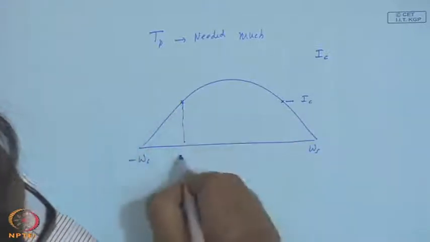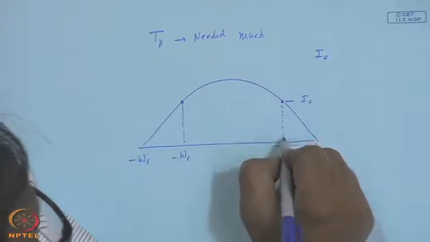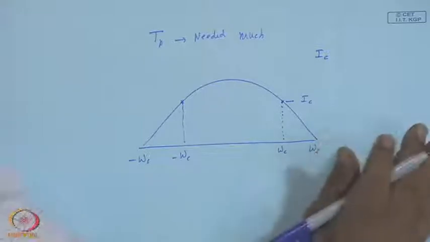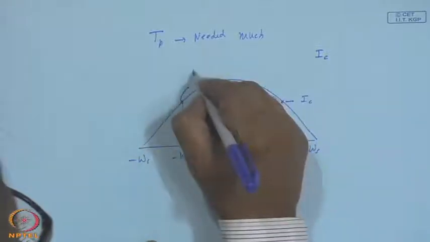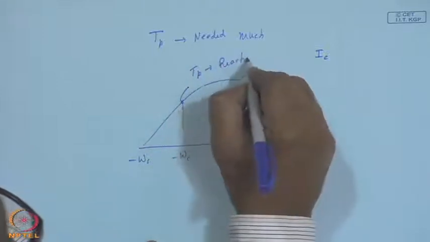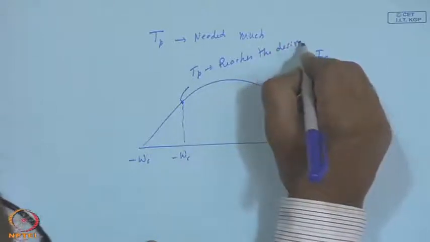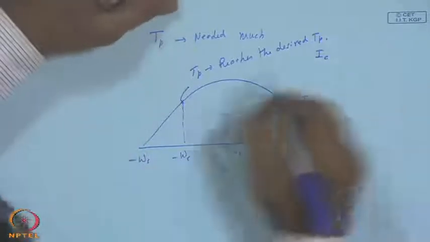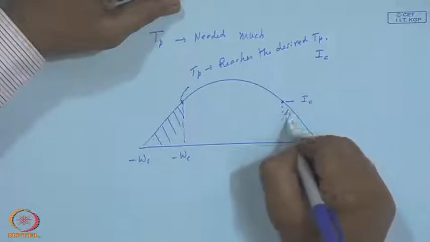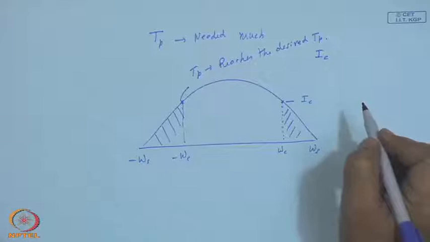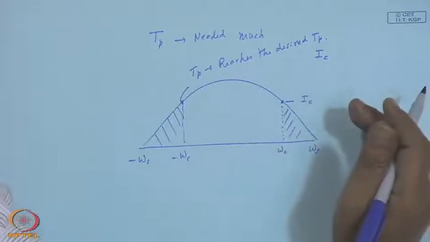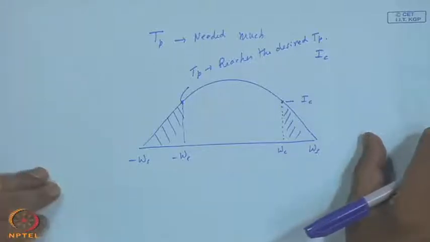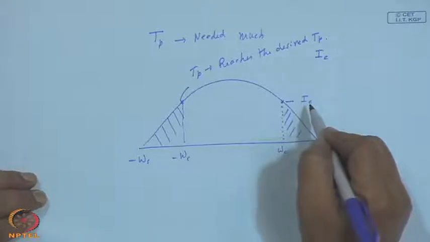Now, over this time period, symmetric about noon, minus omega_c to plus omega_c, my collector can deliver energy at the temperature that is desired, provided that at this particular point or before, Tp reaches the desired temperature. So, in other words, the amount of energy from sunrise to before reaching the critical level should be sufficient to heat the collector covers and the absorber to the temperature that is required. Of course, unless the solar radiation is at the critical level of radiation I_c, it will not deliver the energy at the desired temperature.